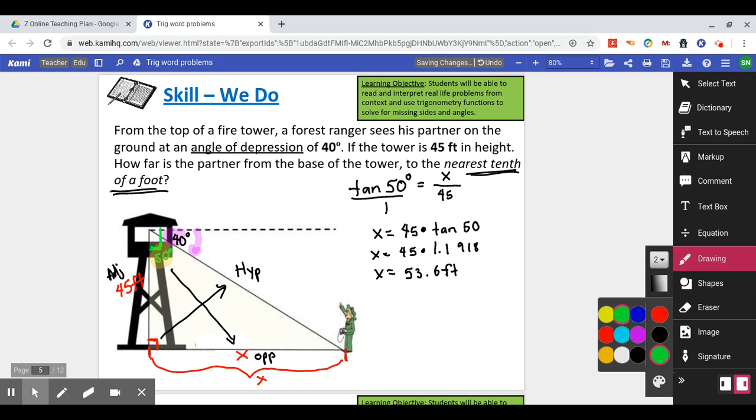Let me point one thing out. Now, do you guys remember how we got this 40 degrees from the problem? Well, the only purpose for that 40 is to allow us to get that 50 degrees inside the triangle. So the angle of depression does not go inside the triangle. The angle of depression allows you to get the angle of reference inside the triangle.